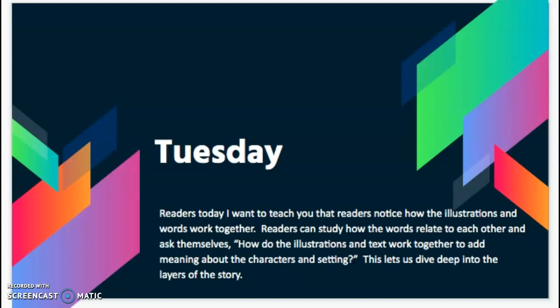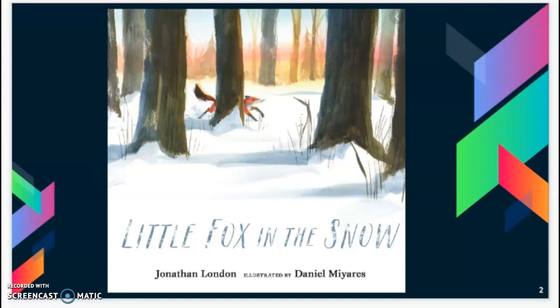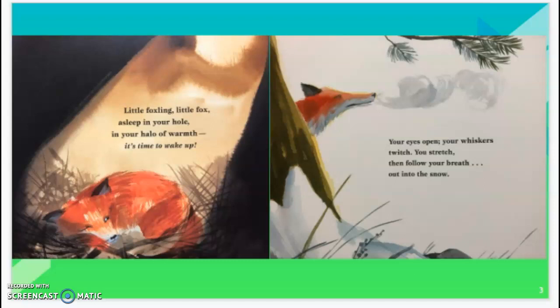Today I want to teach you that readers notice how the illustrations and words work together. You can study how the words relate to each other and ask themselves, how do the illustrations and the text work together to add meaning about the characters and the setting? So let's take a look at the example in The Little Fox in the Snow. We read this story on Friday of last week. So let's look at the pictures and the words and see how they go together.